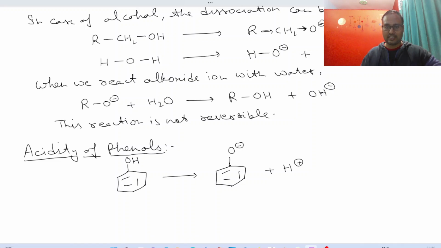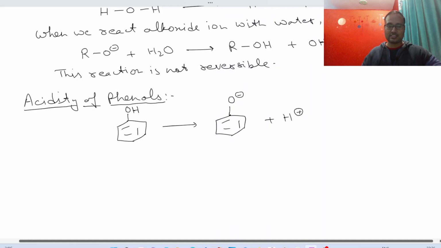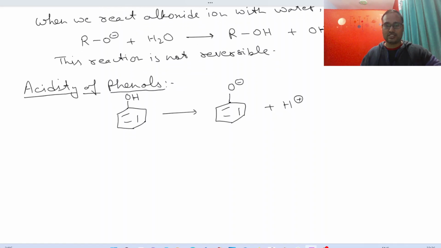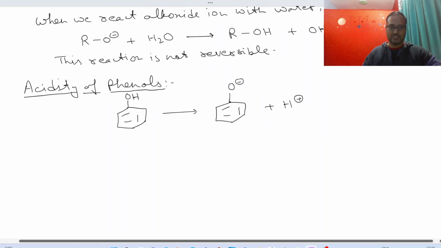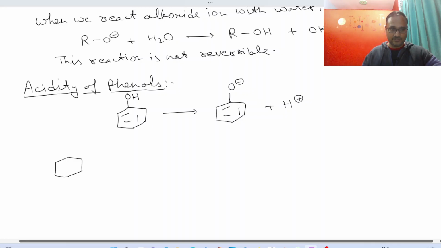So this benzene ring acts as an electron withdrawing group, which withdraws the excess electron density present on the oxygen atom, making the OH bond weaker and making the dissociation of H plus ion more visible. So that's why the phenoxide ion is more stable as compared to phenol, and that can be illustrated by drawing the resonating structures of both the molecules, that is phenol as well as phenoxide ion. Let us draw the resonating structures for phenol as well as for phenoxide ion.